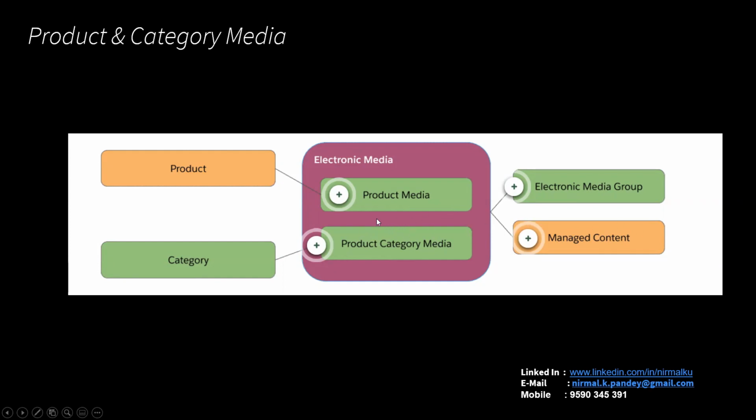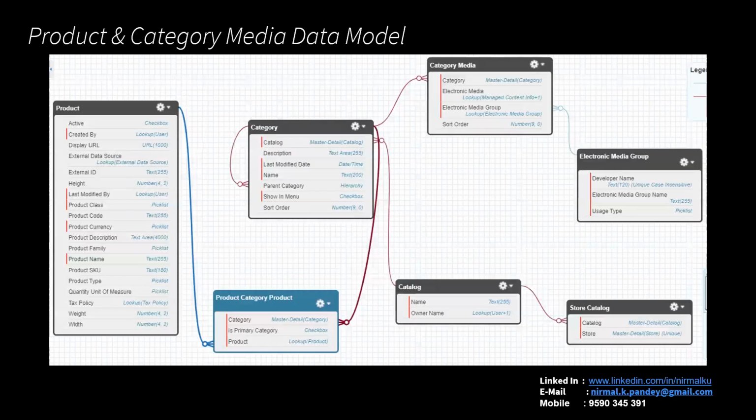I hope it is something new, like electronic media, which holds the product images and product category images. So we have electronic media group and managed content. These are all the product and category media related things. So here the object, the product will have product category product.